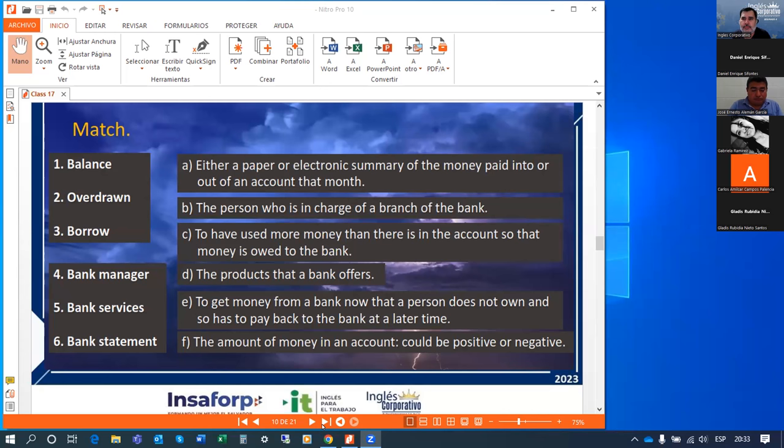The second word, overdrawn, I think with letter C: to have used more money than there is in the account, so that money is owed to the bank. Okay, it's okay for me.